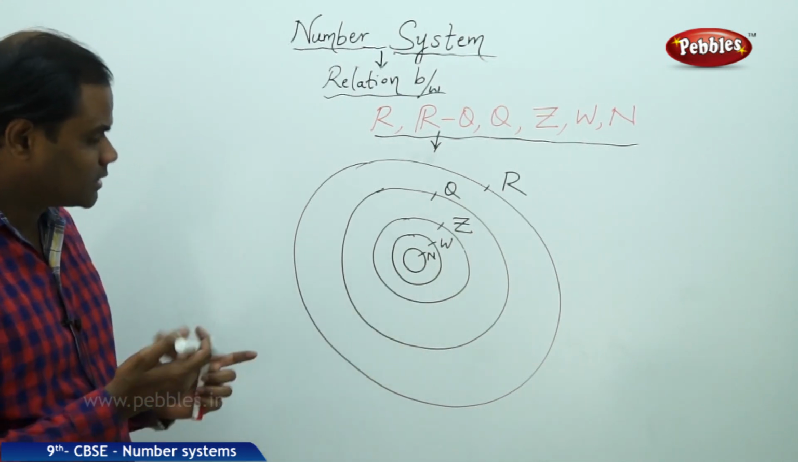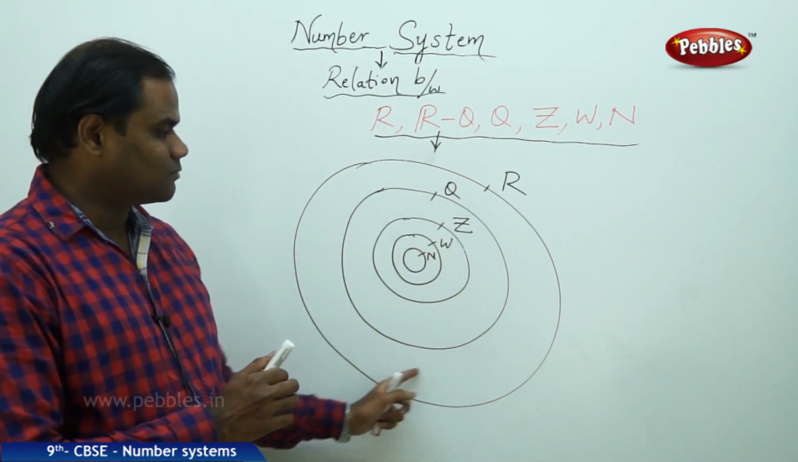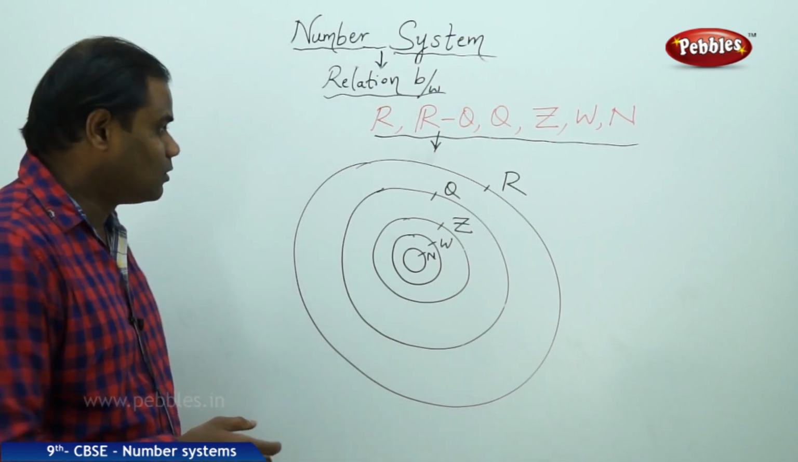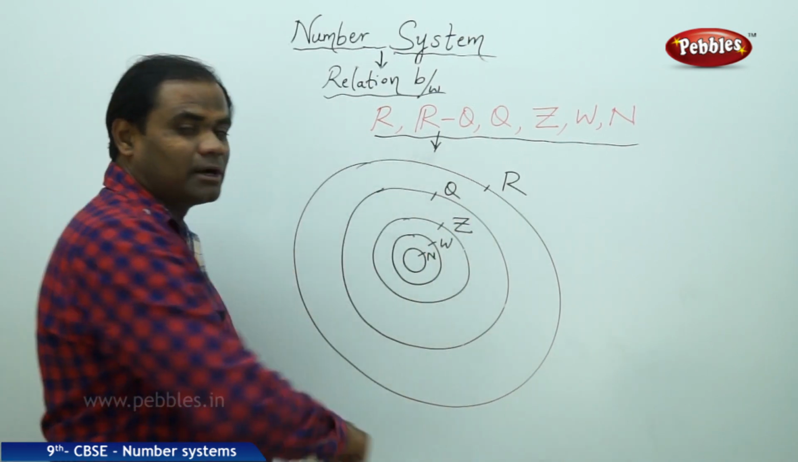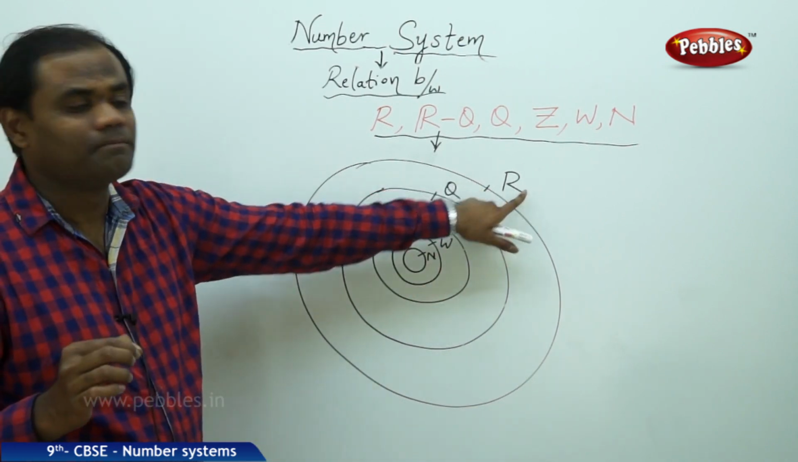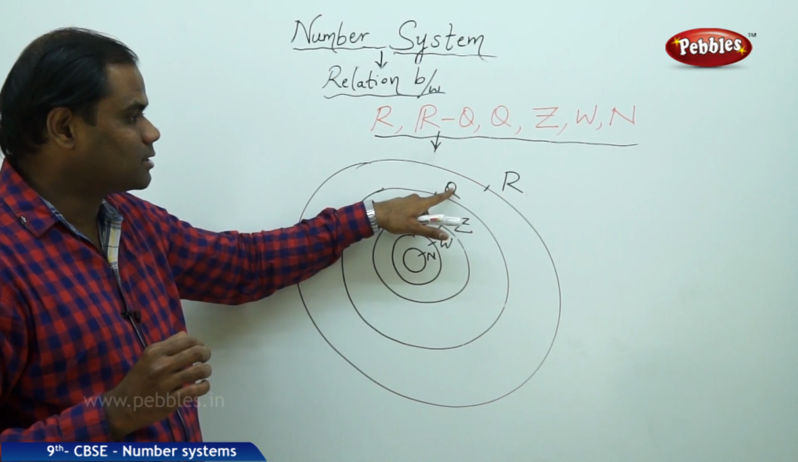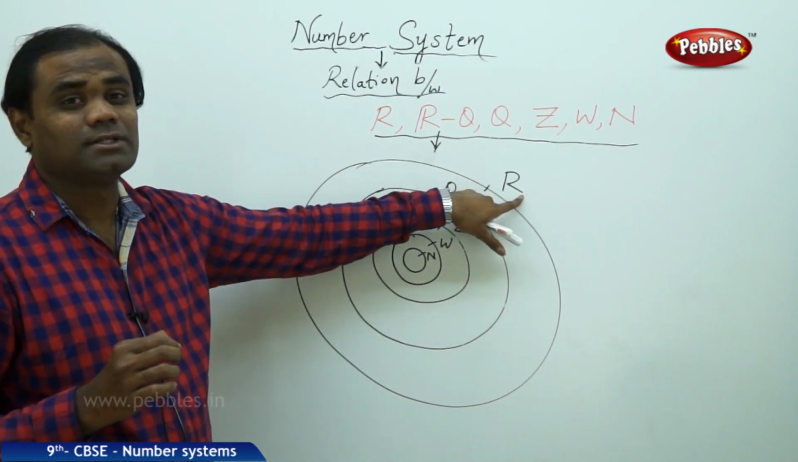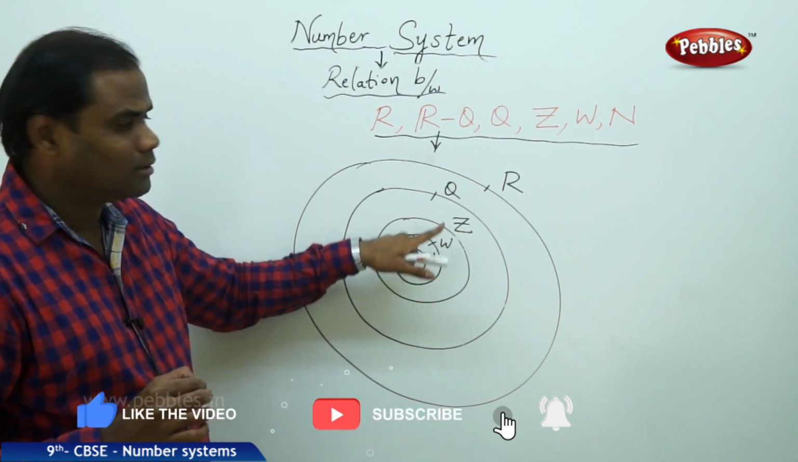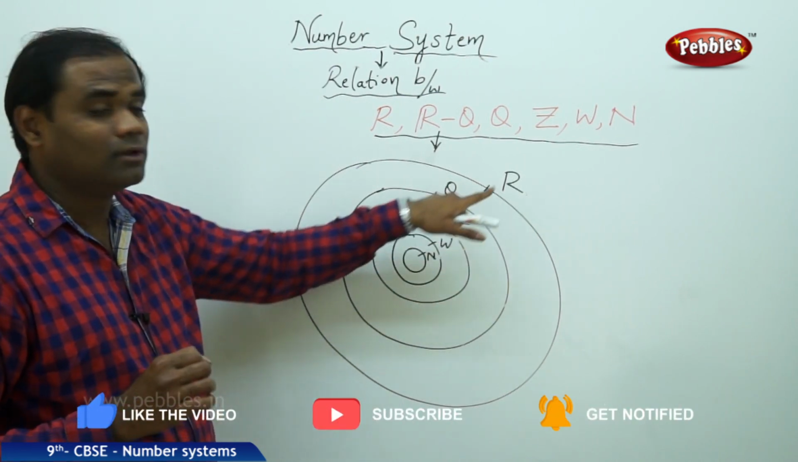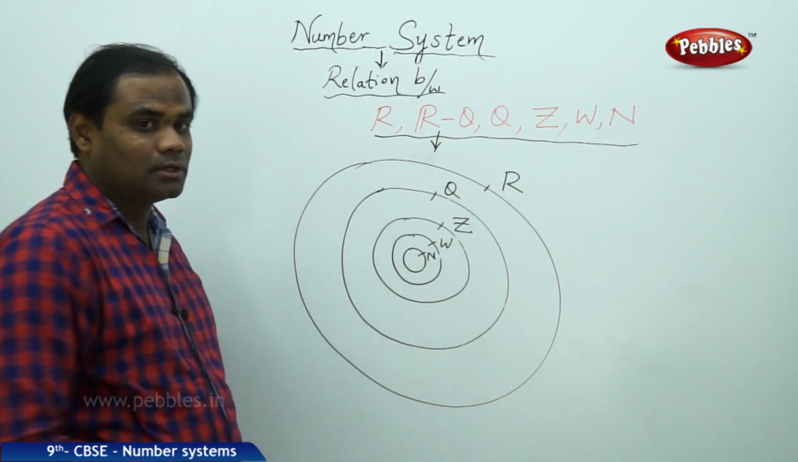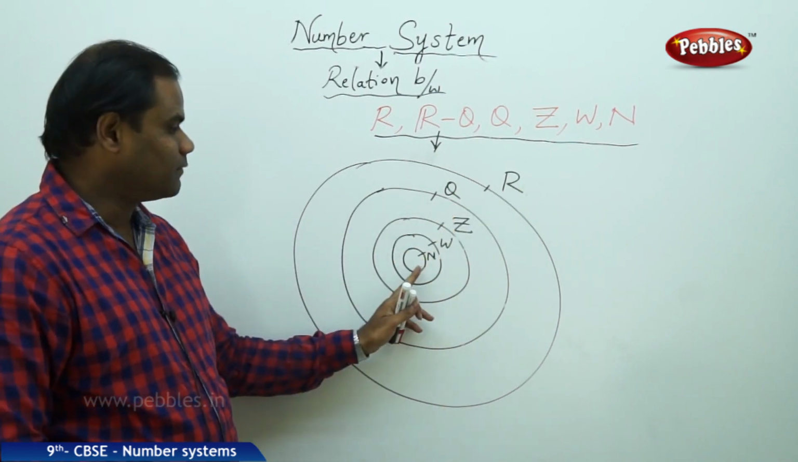So this makes me clearly understand that all rational numbers, which are inside the circle of the real numbers, are part of real numbers. So every irrational number is a real number. Every integer is a rational number, and every integer is a real number. Every whole number is an integer, every whole number is a rational number, and every whole number is a real number. Similarly, every natural number is a whole number, every natural number is a real number, every natural number is a rational number.